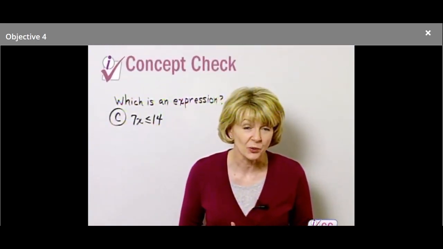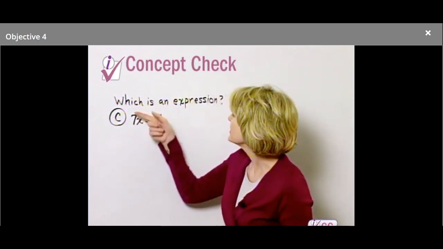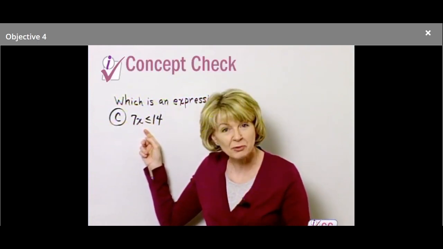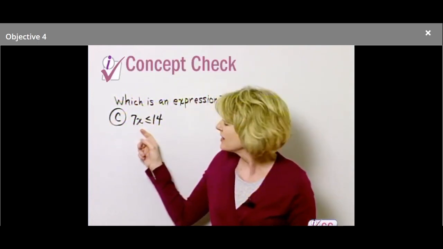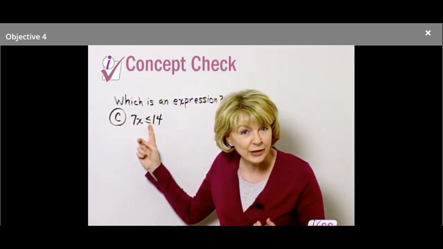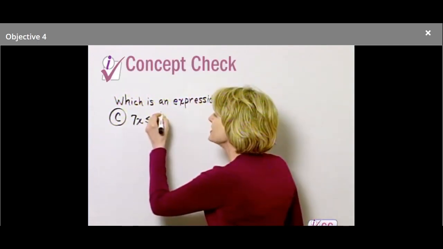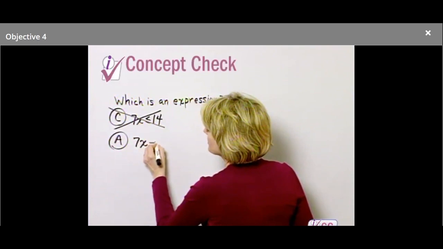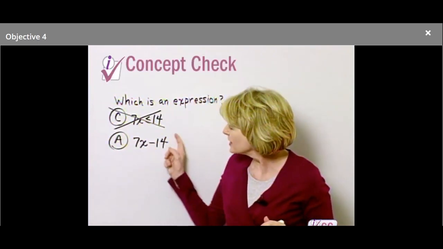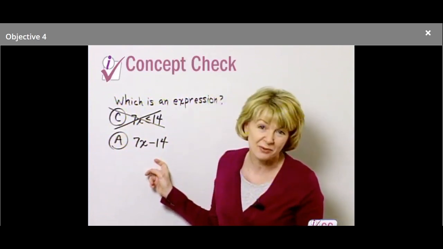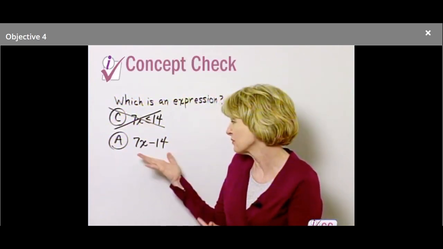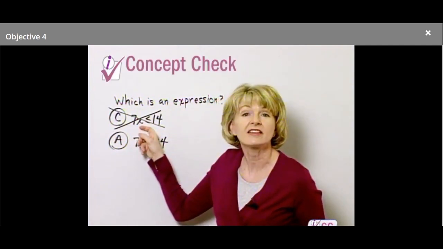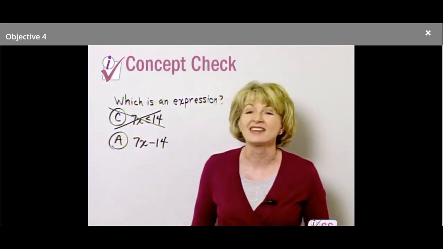Choice C is incorrect. Let's talk about why. This is not an expression. An expression contains numbers, variables, operation symbols, grouping symbols. This, in addition, contains an inequality symbol. So this is not an expression. The correct choice is choice A, 7x minus 14. Here we have a collection of numbers, variables, operation symbols, and grouping symbols. Of course, there are no grouping symbols here. This is an expression. This is an inequality. So the correct choice is choice A.